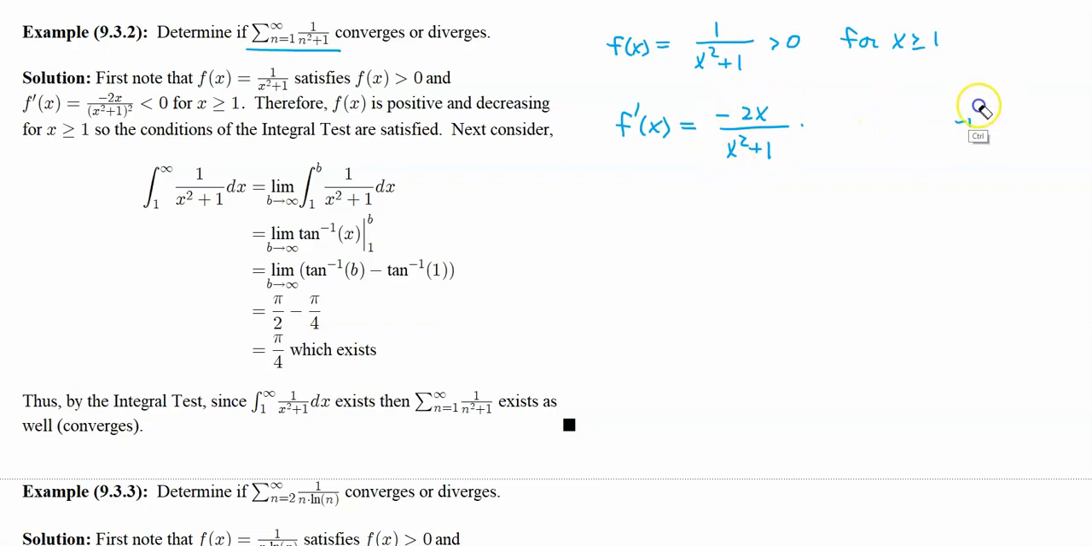Well, notice that the derivative then is certainly going to be negative for x bigger than or equal to 1, right? This is certainly a negative value because of this negative right here. So therefore, f of x is positive and it is decreasing for x bigger than or equal to 1. So the conditions of the integral test are satisfied.